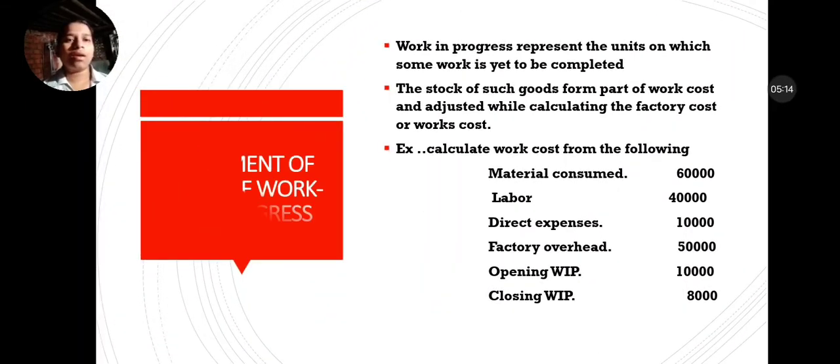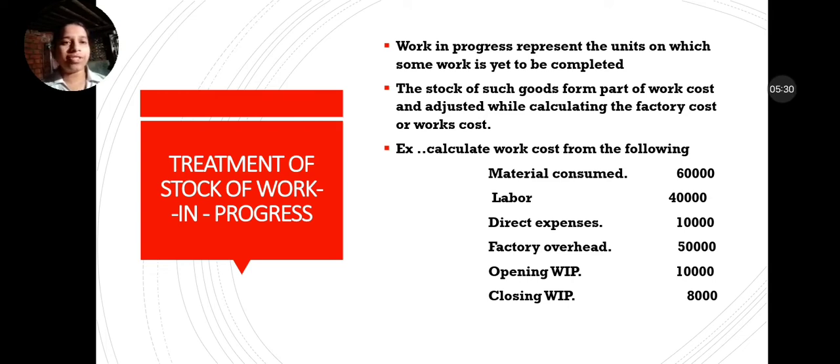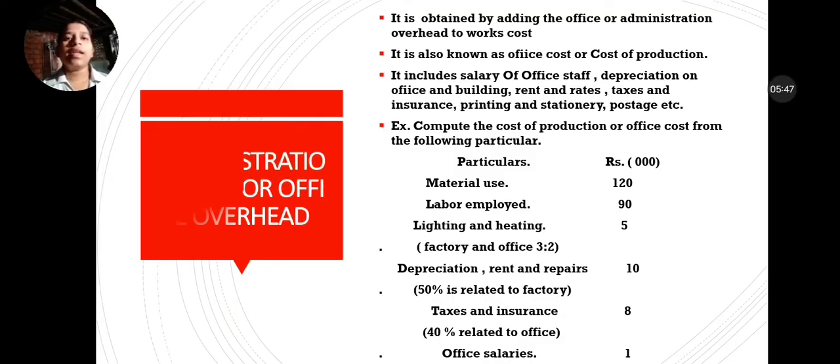Then next is treatment of stock of work in progress. Work in progress represents units on which some work is yet to be completed. The stock of such goods forms part of work cost and is adjusted while calculating the factory cost or work cost. Here is an example of work cost: material consumed, labor, direct expenses, factory overhead, opening work in progress and closing work in progress.